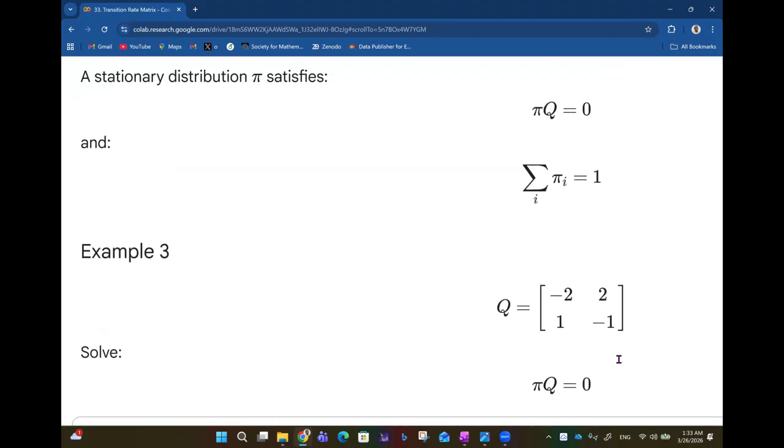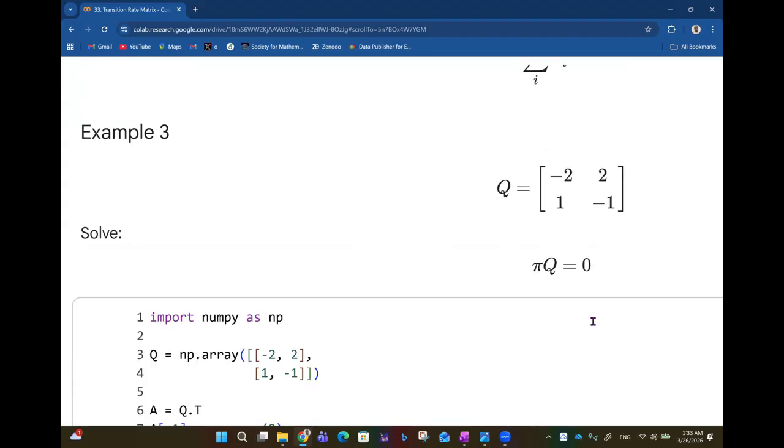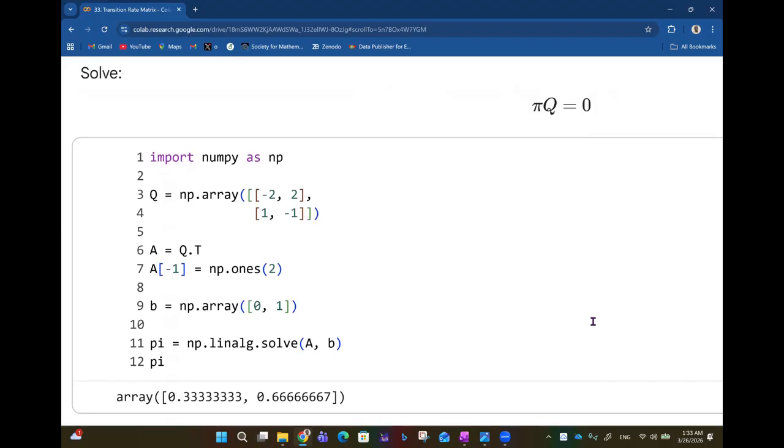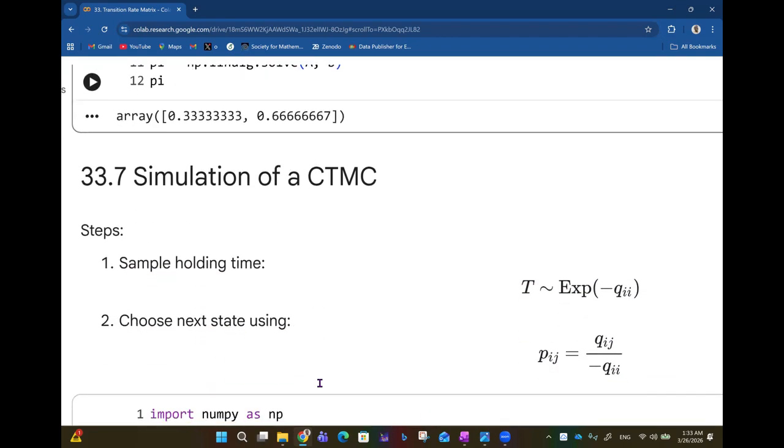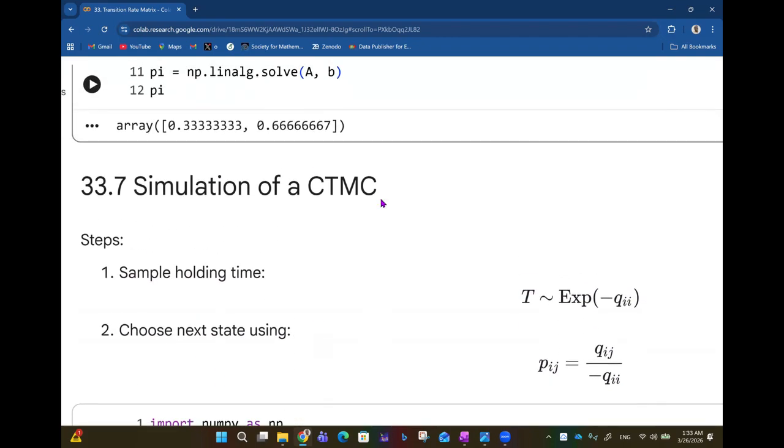You have an example right here. You have Q equals [-2, 2], [1, -1], so piQ is 0. If you solve this, I think we did it in the last video, we got for the first pi 1 over 3, and for the second pi 2 over 3. When we get to the practice problems, I'm also going to do an example like this. If you use Python code, you get 0.333, which is 1 over 3, and 0.667, which is 2 over 3. And they're talking about the simulation of a continuous time Markov chain.